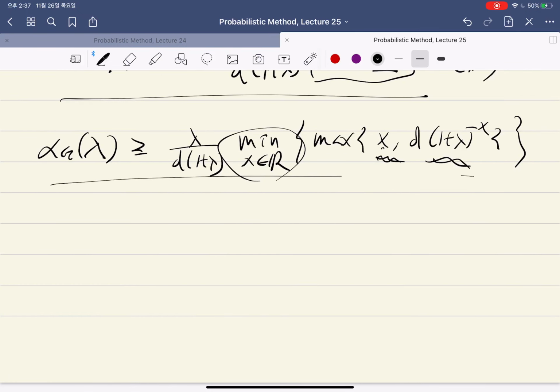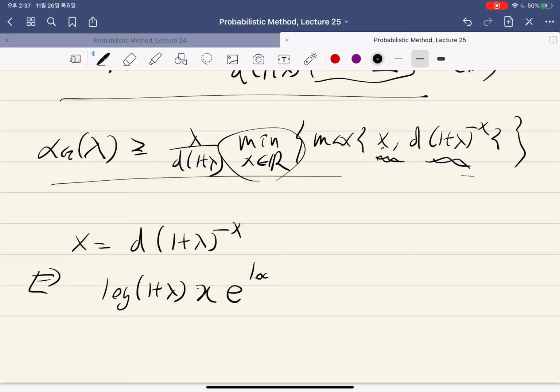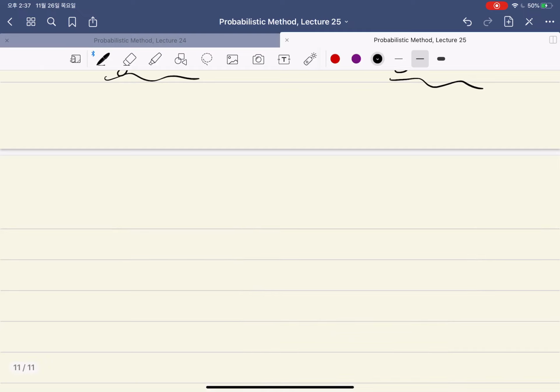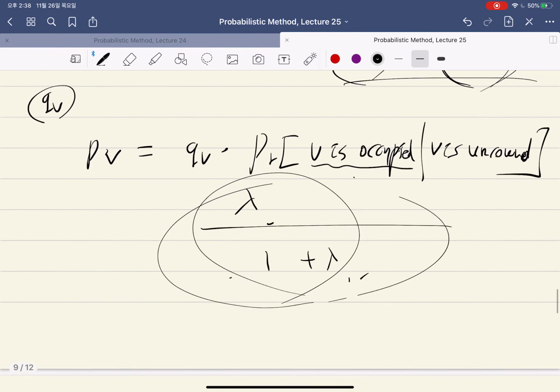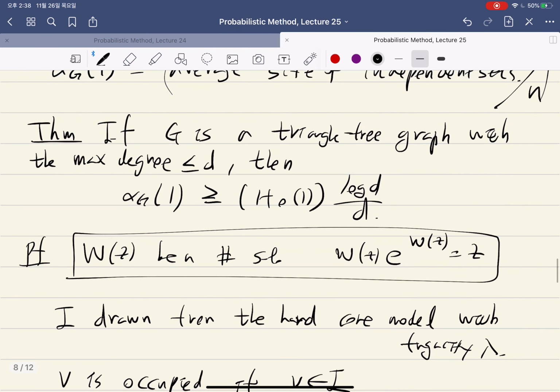Then when does this occur? When x equals d times (1 plus lambda) to the minus x occurs. And if you take the log, this is nothing but log(lambda plus 1) x equals log((1 plus lambda) d). And from here, what you conclude is that we have this weird definition of W.